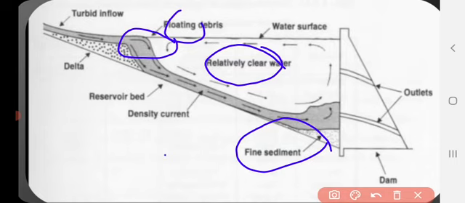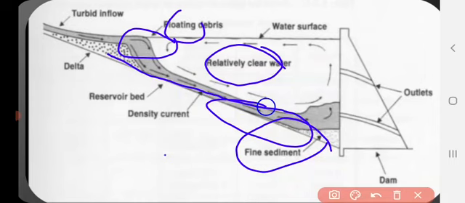So at the upstream or upstream most point, the water becomes turbid and the sediment gets deposited slowly and slowly on the bed of the reservoir, and relatively clear water is available on top of the dam, right?